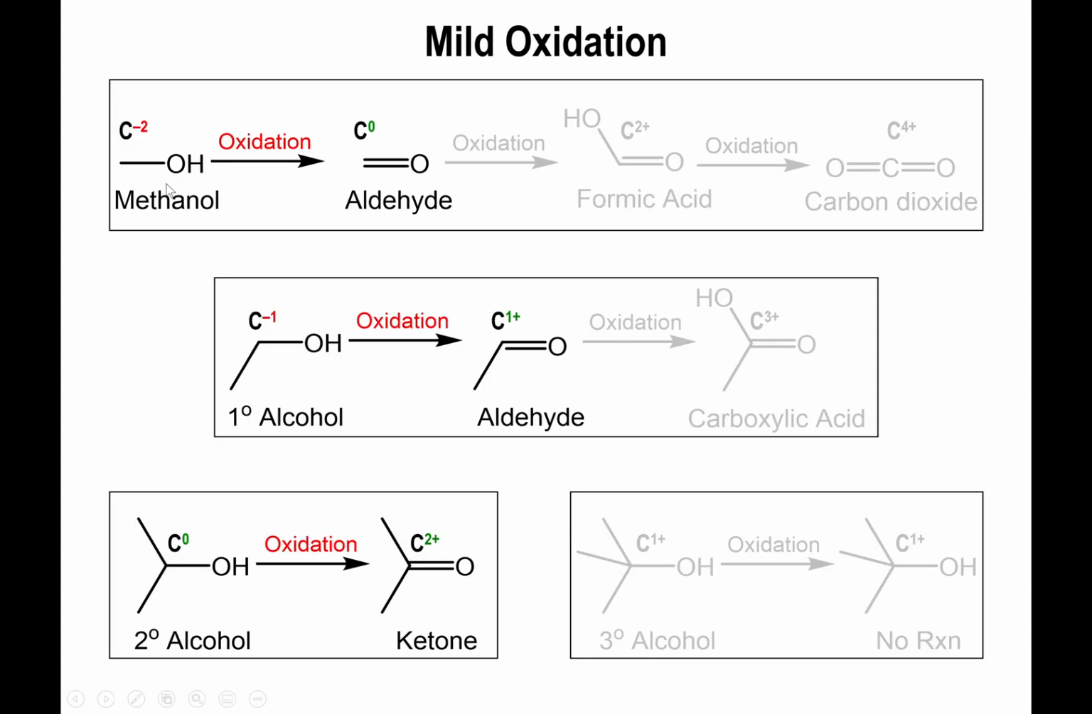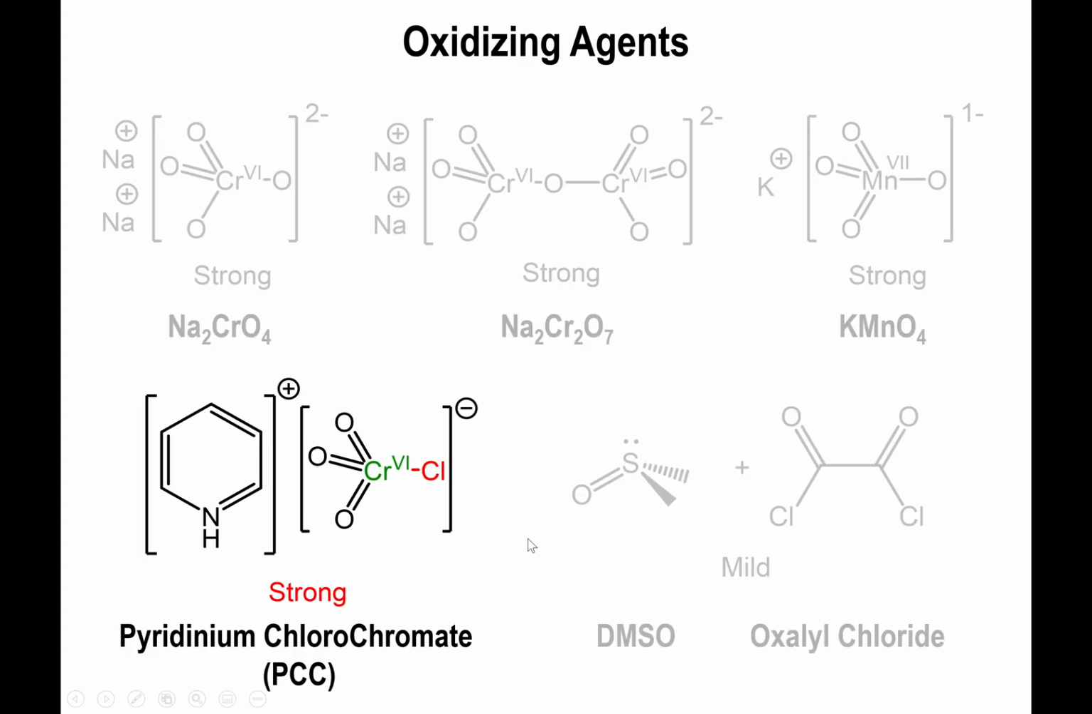Now, in order to make aldehydes, we can start with primary alcohols, but we're going to have to use mild reagents because this is only the first step in the oxidation sequence. And if you were to start with a secondary alcohol, the mild reagents will also be able to oxidize the secondary alcohol into a ketone. All right, so let's see how this goes.